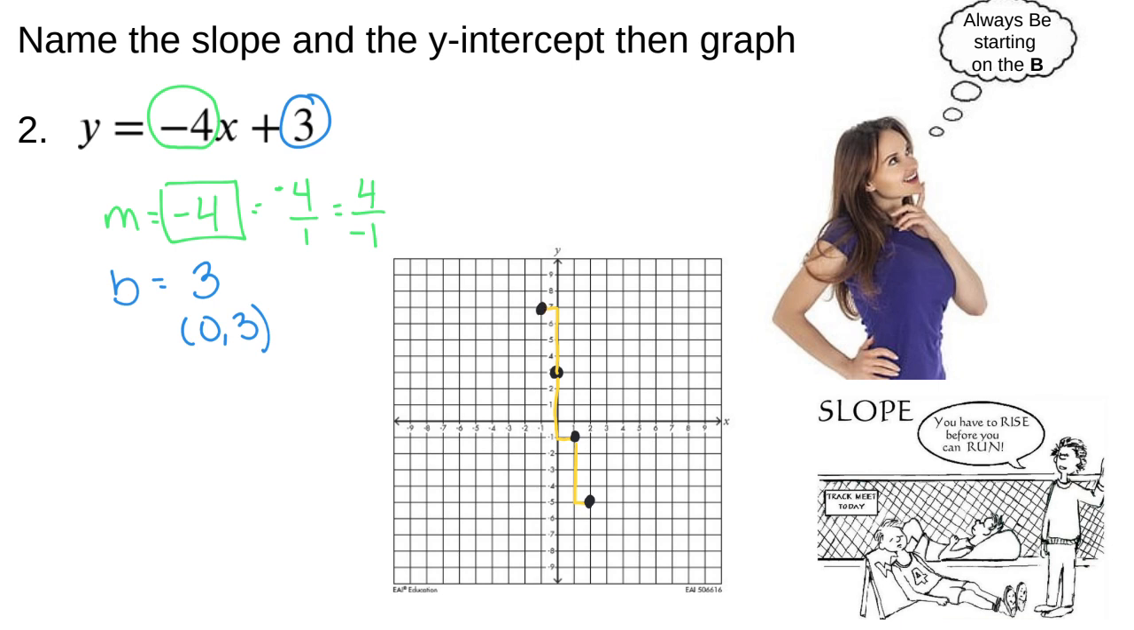Look at that. That point is also on our line. Once we have a few points, we're just connecting our dots to make our line.